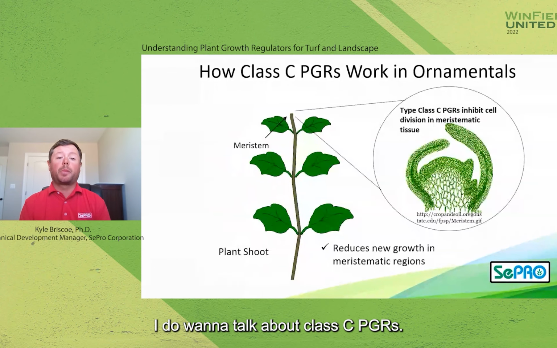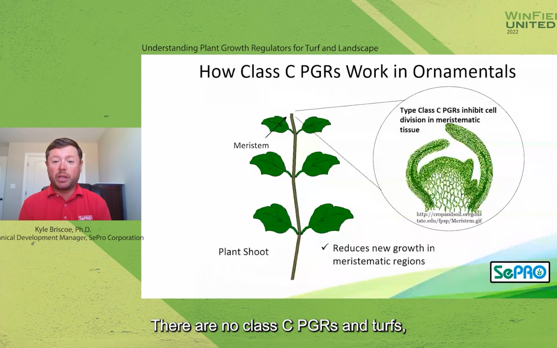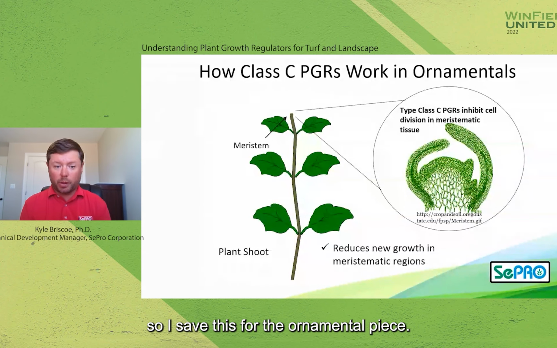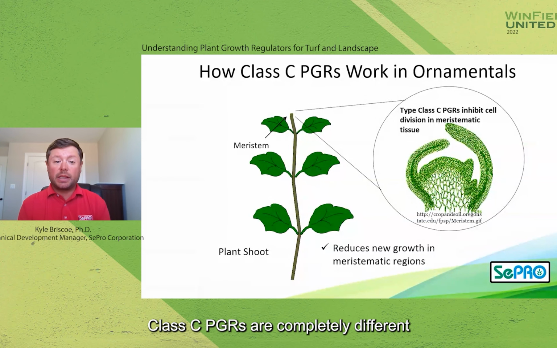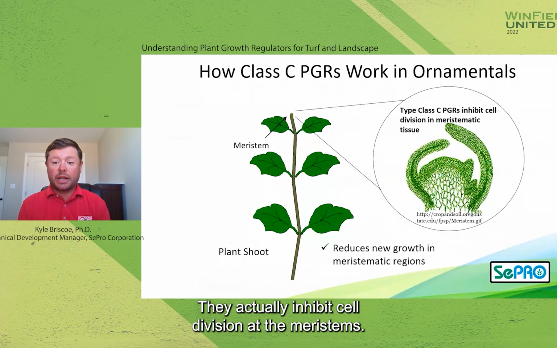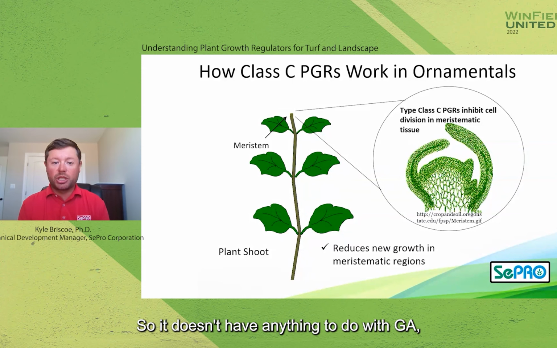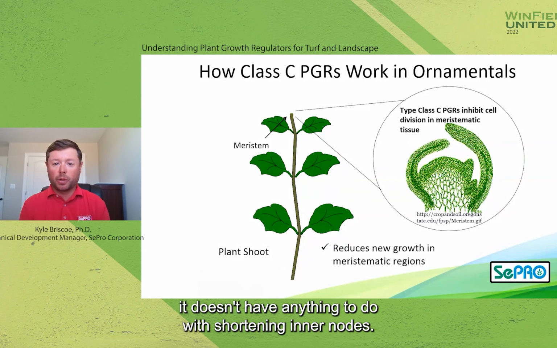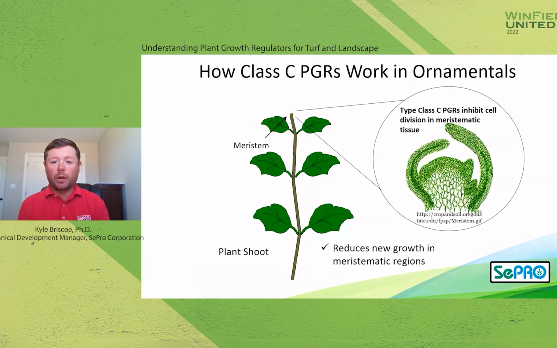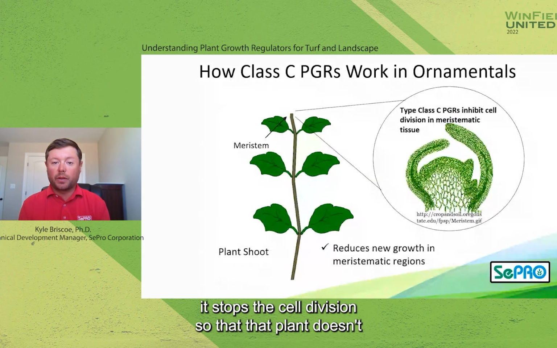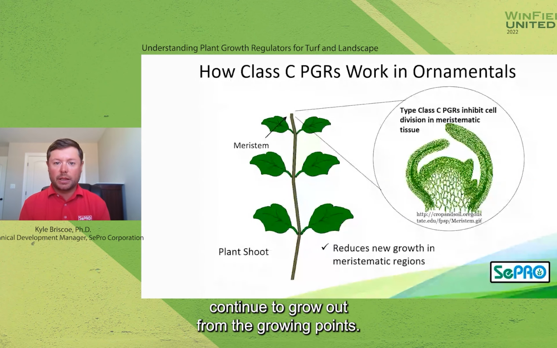I do want to talk about Class C PGRs. There are no Class C PGRs in turf, so I saved this for the ornamental piece. Class C PGRs are completely different in their mode of action. They actually inhibit cell division at the meristems. So it doesn't have anything to do with GA. It doesn't have anything to do with shortening internodes. It literally stops the cell division so that the plant doesn't continue to grow out from the growing points.